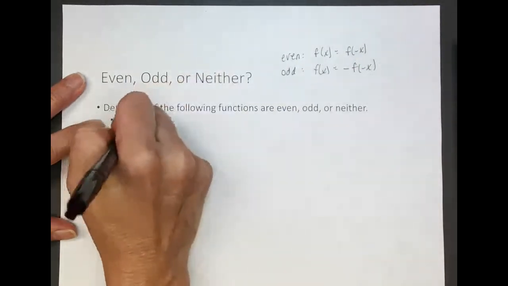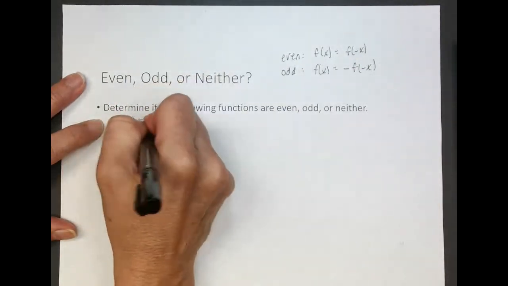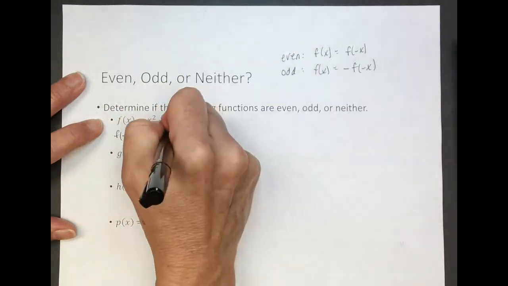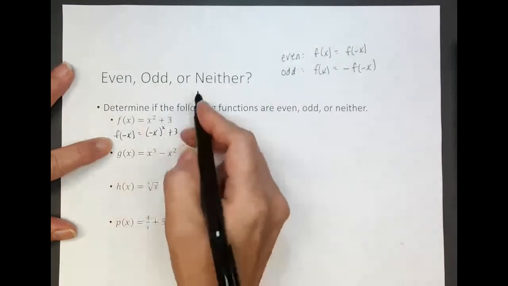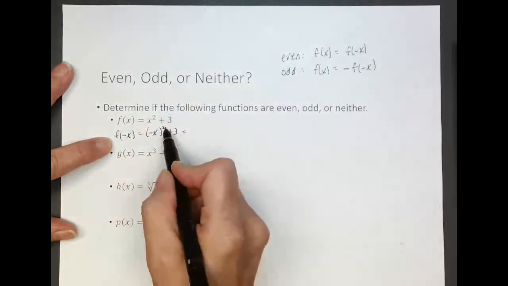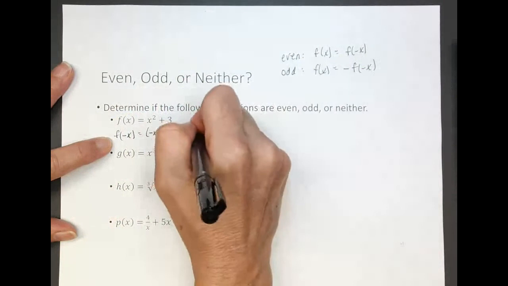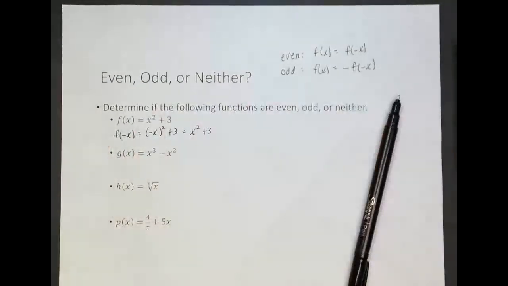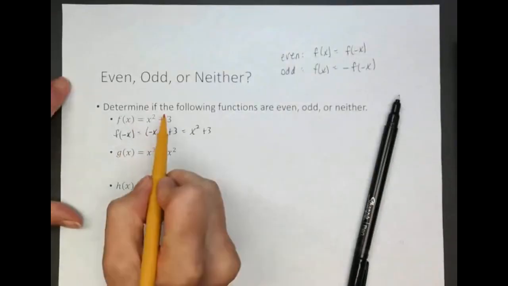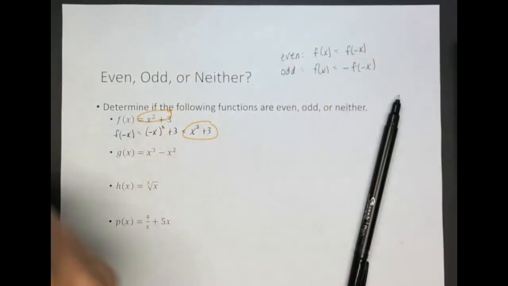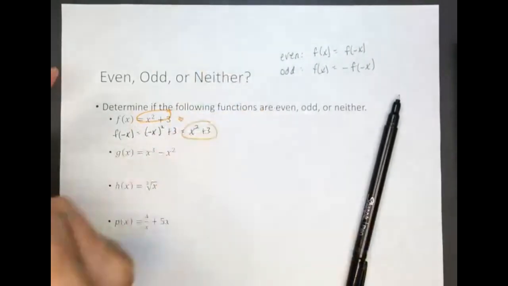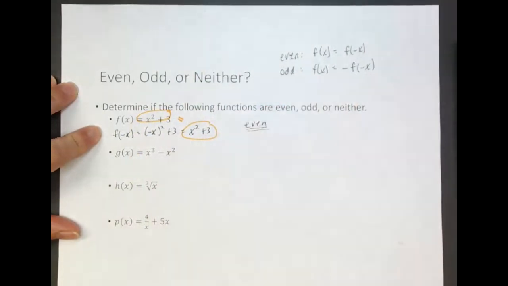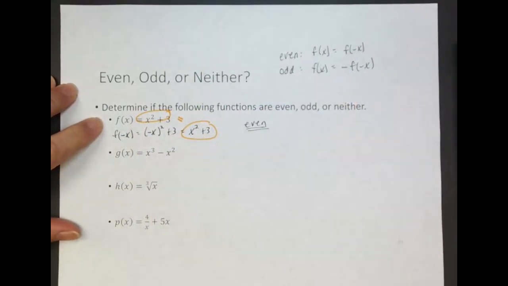And if it isn't either one of those, it's neither. Well, what is f of negative x here? Let's see what it is. F of negative x is going to be negative x squared plus 3, just substituting a negative x in there, right? When I simplify that, negative x squared is the same as x squared, isn't it? It just simplifies to x squared plus 3. Since those are the same exact function, right? They're equal. I know that this is an even function. F of x is an even function.